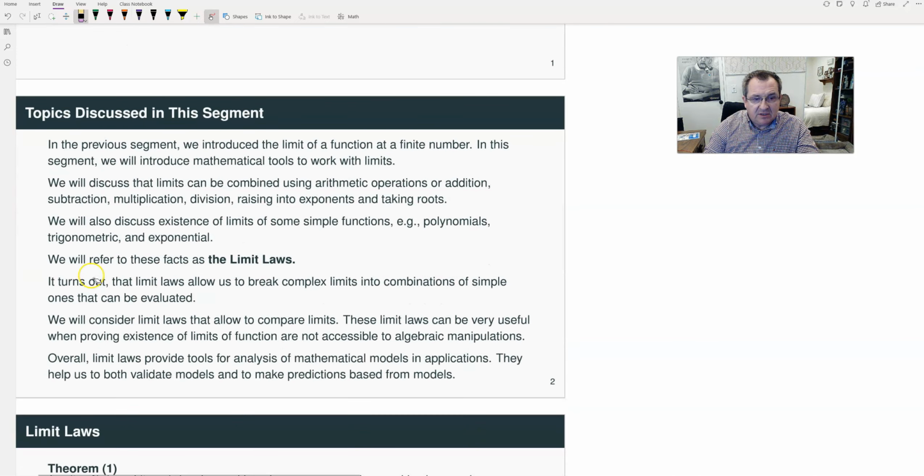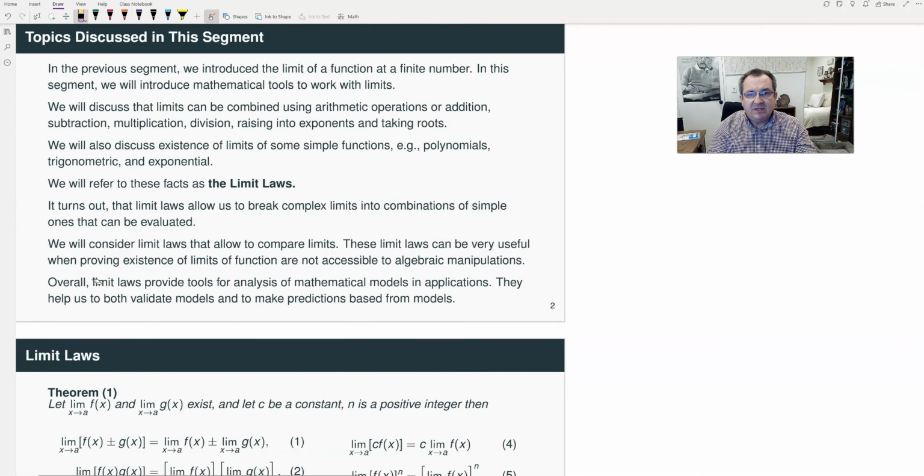So the first thing that we will consider, we will discuss that limits can be combined using algebraic operations. Limits can be multiplied, divided, or raised into exponents. We will also talk about the existence of limits for some simple functions, for example, for polynomials, for rational functions, for trigonometric functions. Collectively, we will refer to these statements as the limit laws. It turns out that limit laws allow us to take a complex limit and break it into a combination of simpler limits. Then we evaluate the simple limits and combine the results to obtain the answer to the original problem.